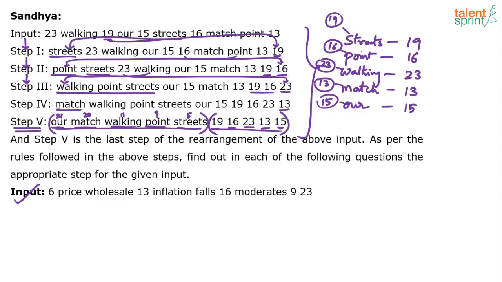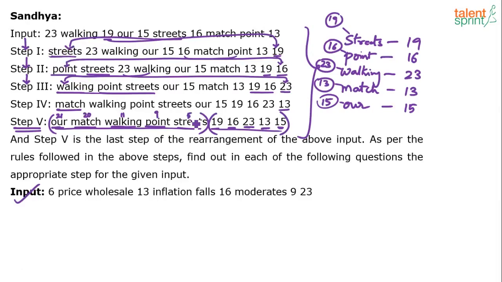So what is important here is the first letter of each word and the middle letter of each word, because the middle letter of each word will decide the sequence of words in the output, and the first letter of each word will decide the sequence of numbers in the output. You're getting it? So if I have to summarize, in the first step we have moved streets and 19. Why was this 19 moved? Because 19 represents the numerical position of S, which is the first letter of the word streets. Why was 16 moved? Because 16 is the numerical position of P, the first letter of point, and so on.